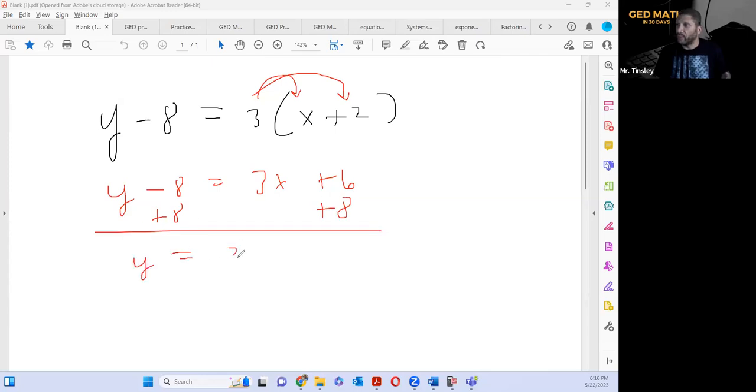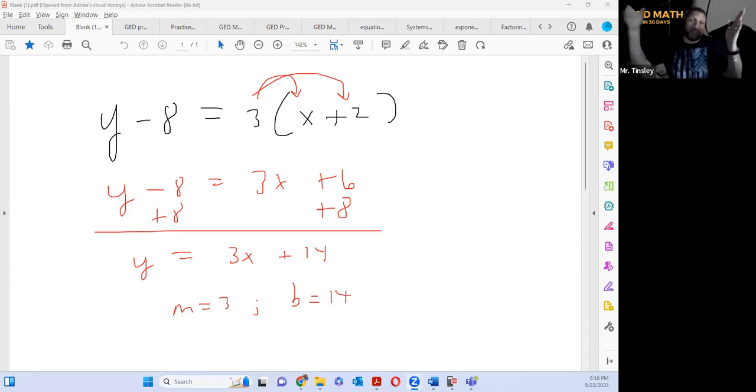Y equals 3x plus 14. My slope is 3. My y-intercept is 14. That's one way you could have done it. That's solving for y. You should be able to do that. So don't get flustered if you see that, because you should know the algebra behind it.